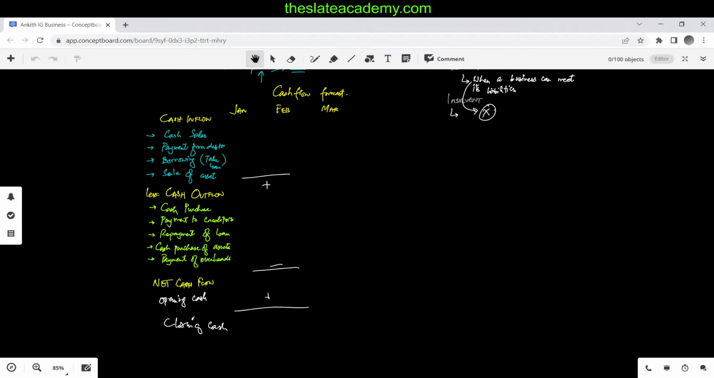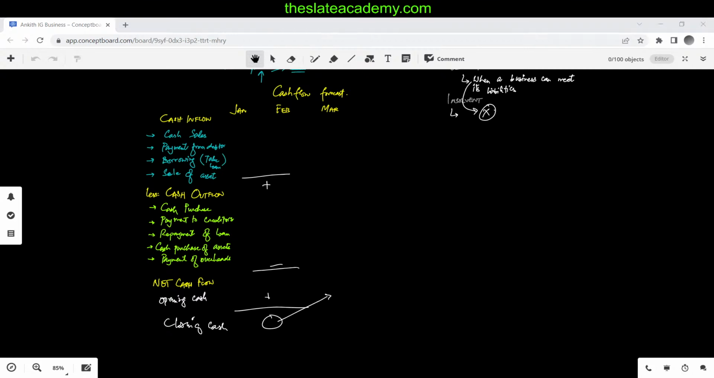One month's closing cash would be next month's opening cash. Okay. So that is how we forecast things. This is the cash that we'll generate, and what cash we would be left with at the end of the next period depends on what cash we had at the start of the period. So it goes on and on.